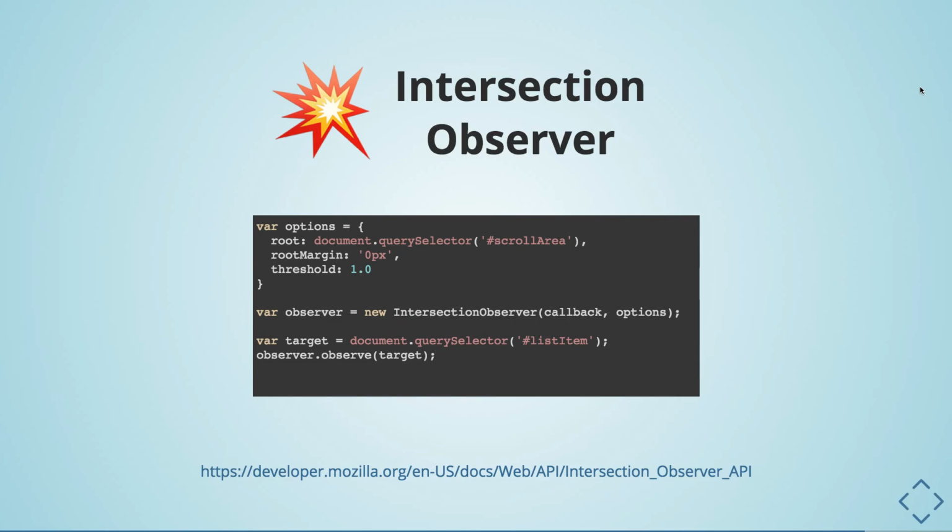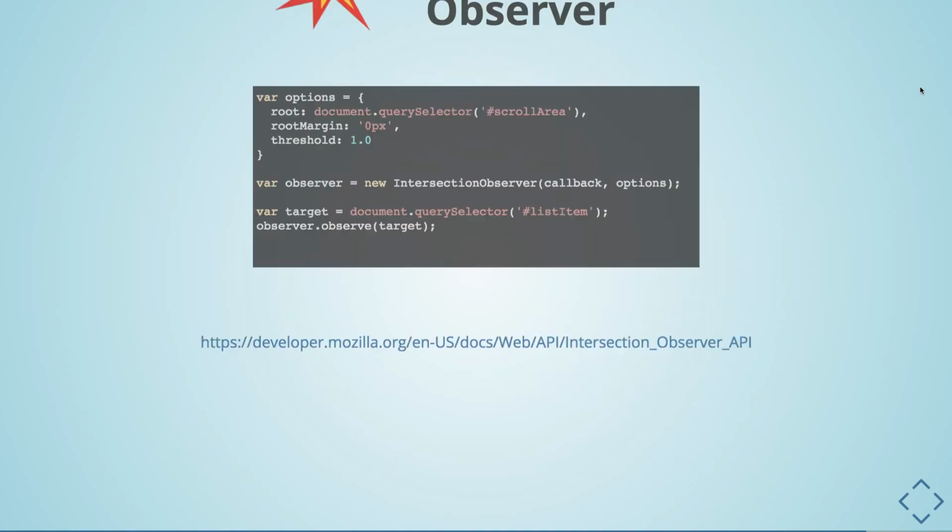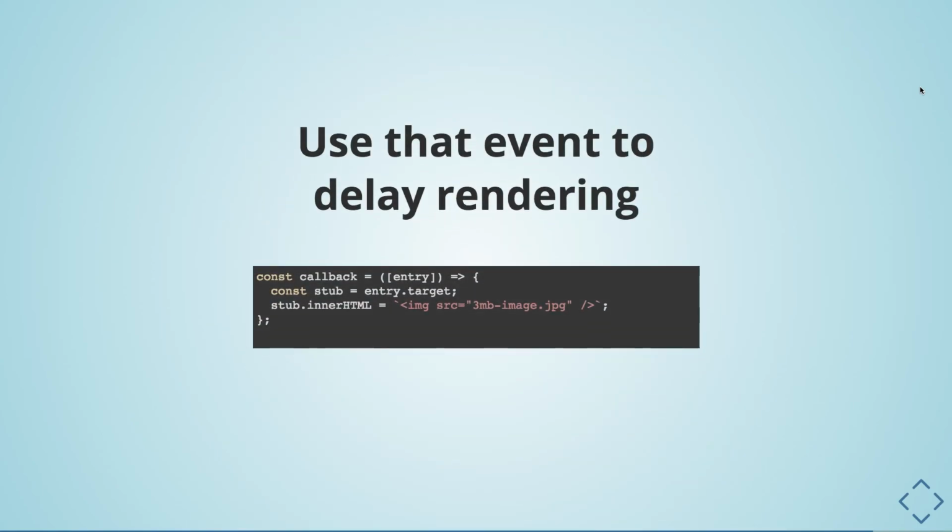So in this particular case, if you look, the observer is a new observer. There are the options, and the callback is some function, an event callback to be executed whenever one of those events occurs. And if we want to be real crude about it, we could do something like, hey, I have this stub. When this enters, load this 3 meg image, right? So that's kind of the gist of the plumbing there.